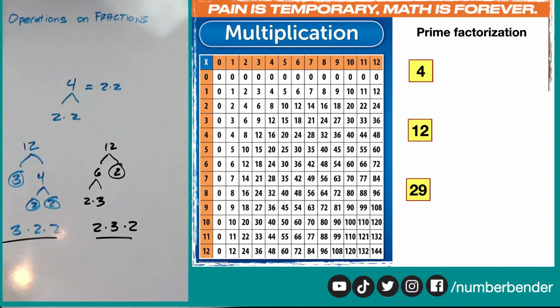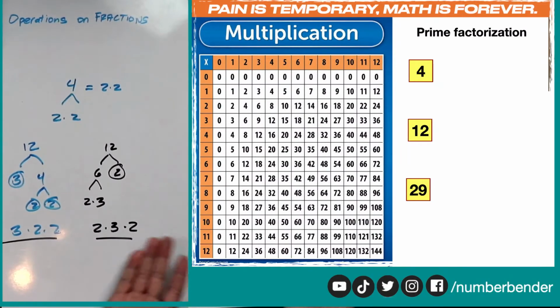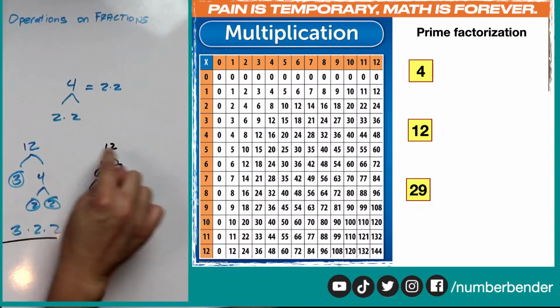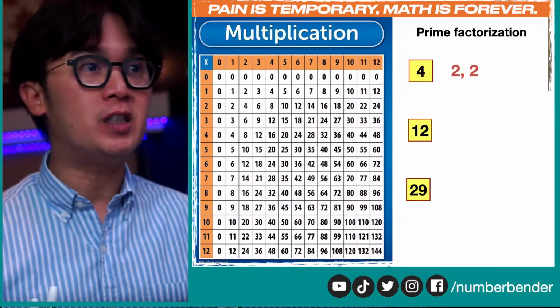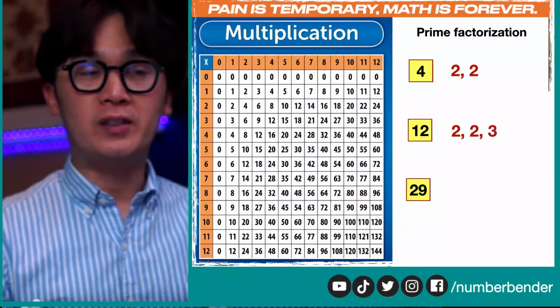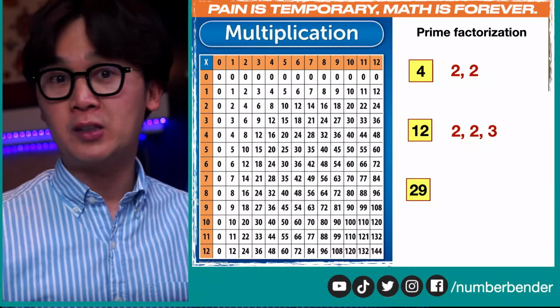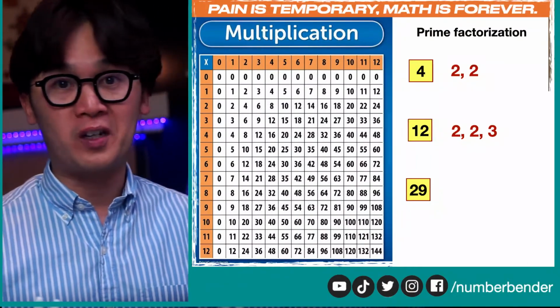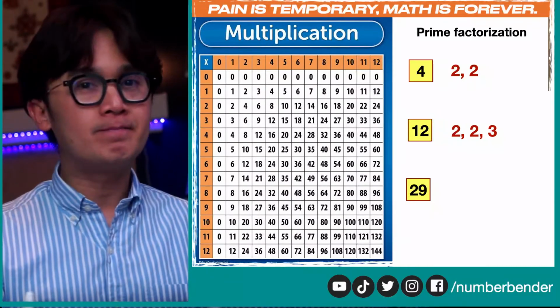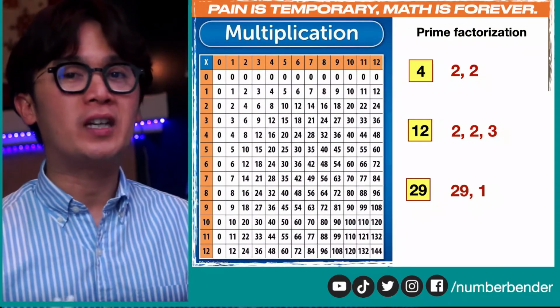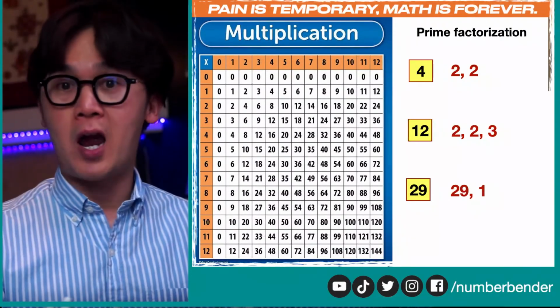So by virtue of the commutative property of multiplication, it doesn't matter how your prime factors are placed. When you multiply them out, it will still equal 12. So that's how we perform prime factorization. 4 is 2 and 2, 12 is 2, 2 and 3, or 3, 2 and 2, or 2, 3 and 2, however you want to place them. And 29 is simply 29 and 1 because 29 is a prime number.